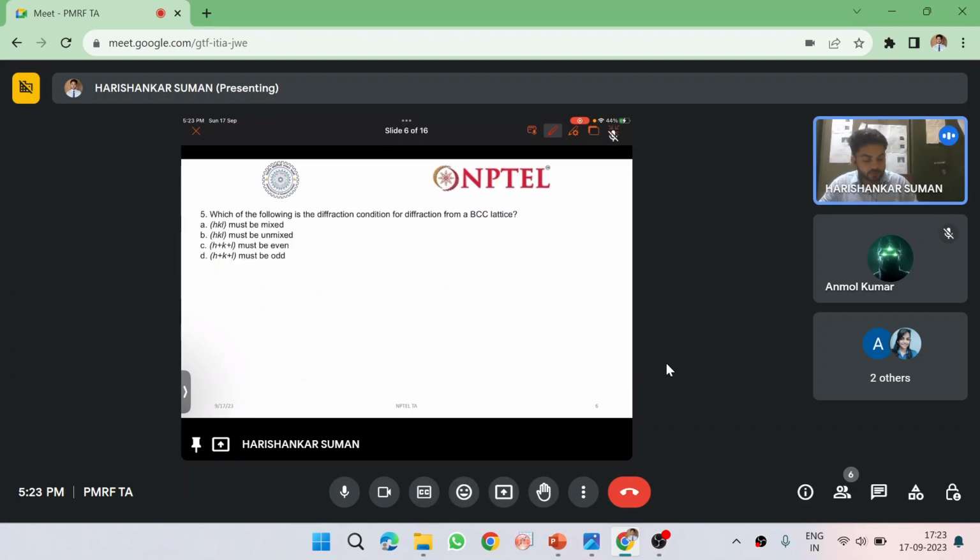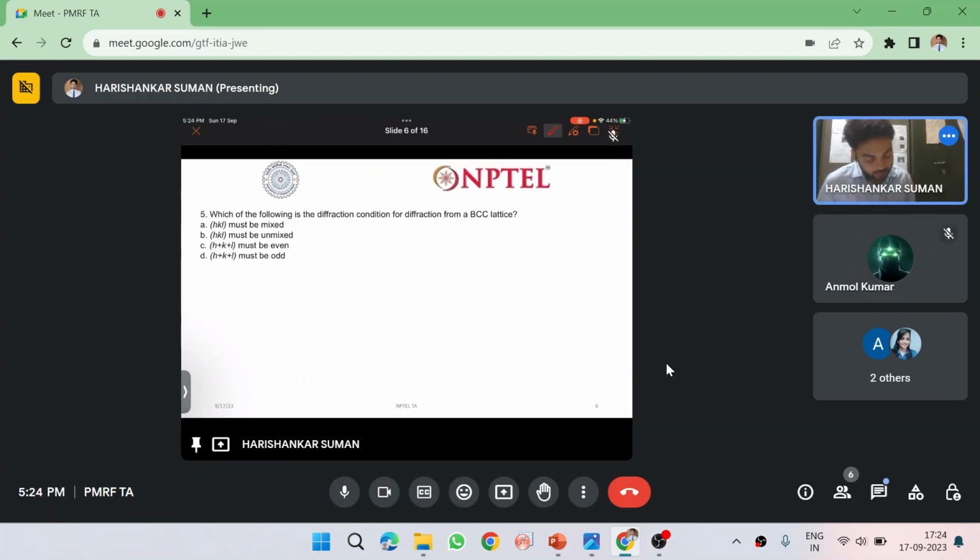Which of the following is the diffraction condition for diffraction from a BCC lattice? hkl must be mixed, unmixed, or h plus k plus l must be even or odd. So please choose the correct option. C. No, but it will be h plus k plus l must be even.